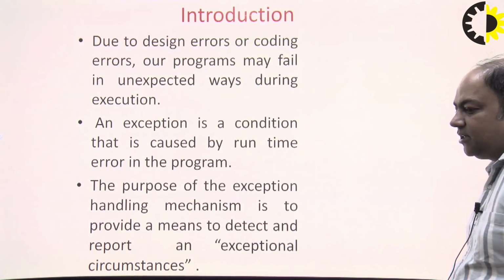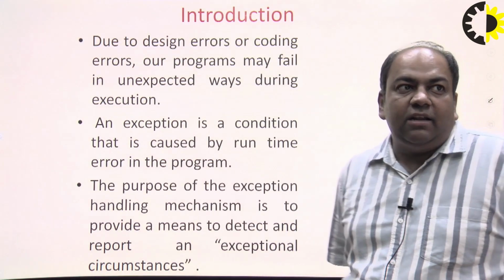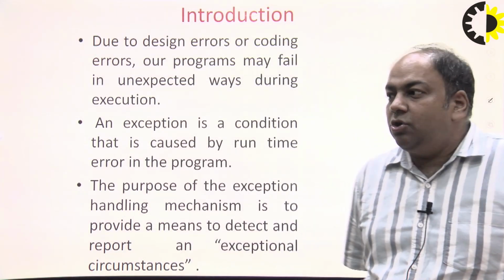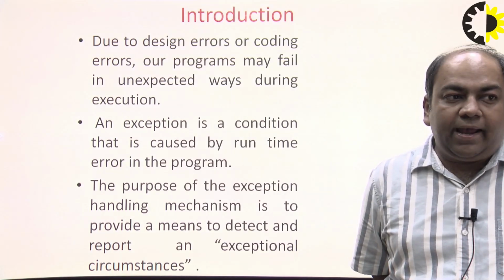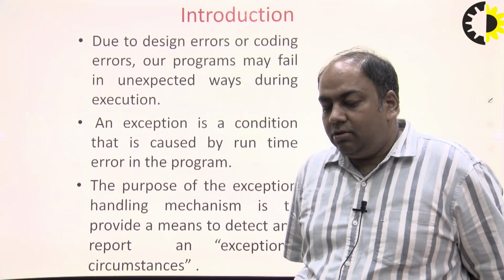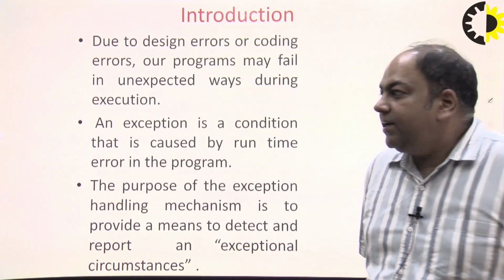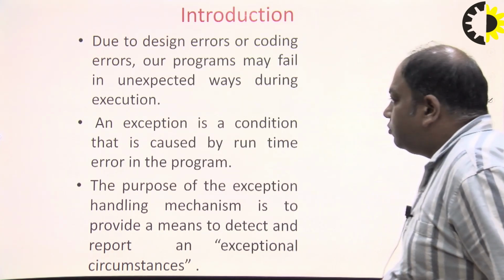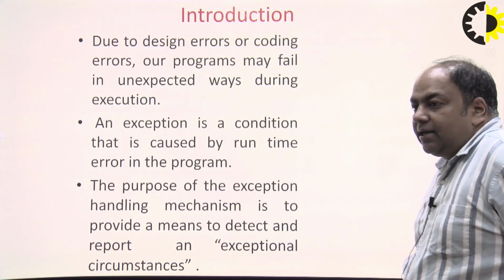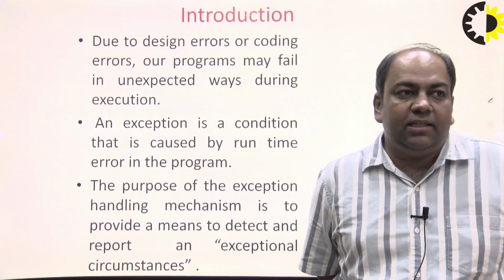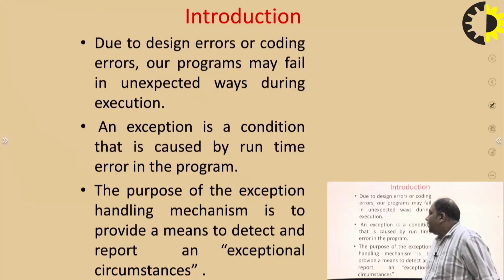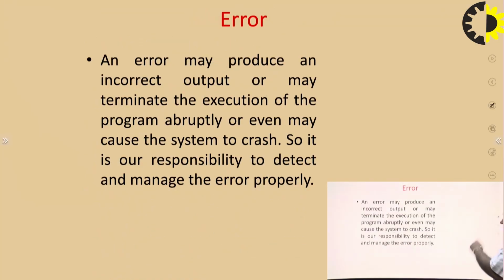What is an exception? Basically, an exception is an error which occurs during execution of a program. If we have any error in writing the code, then it can be caught using an exception. There are two types of exception: one is runtime exception, another is compile time exception. So it comes from the word error.